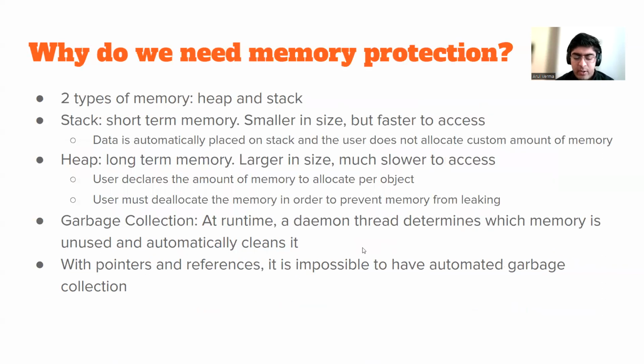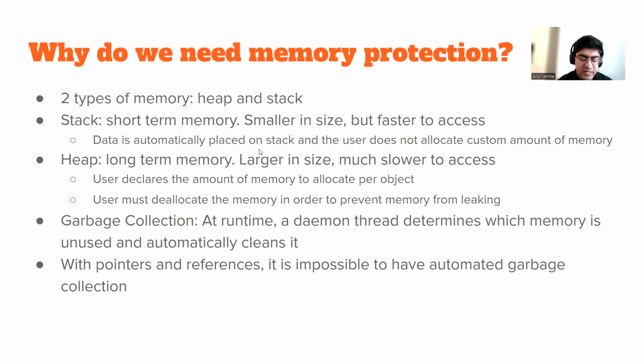So we talked a lot about how memory works, a little bit about what it kind of does. Now we're going to go more in depth into why we need that memory protection. For those of you familiar with how memory is, you'd already know there are two types of memory: heap memory and stack memory. Stack memory is what we call short-term memory. It's generally smaller in size, but it's faster to access. When you don't explicitly declare new or delete, you're accessing and editing your stack memory. Data is automatically placed on your stack, and the user doesn't have to allocate custom amounts of memory.